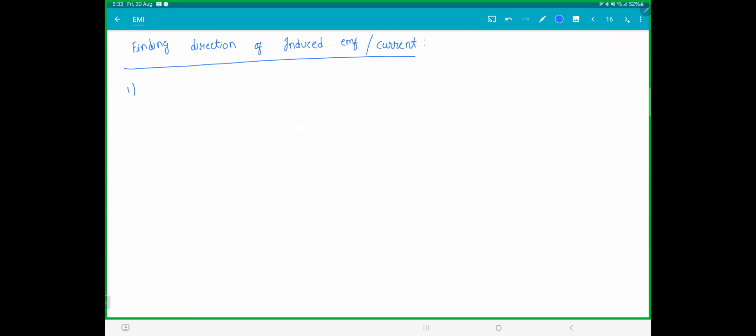So the first step, this is what we do. Check if the flux is increasing or decreasing. Calculate flux and find d phi by dt for magnitude. Check if flux is increasing or decreasing. Step 2.